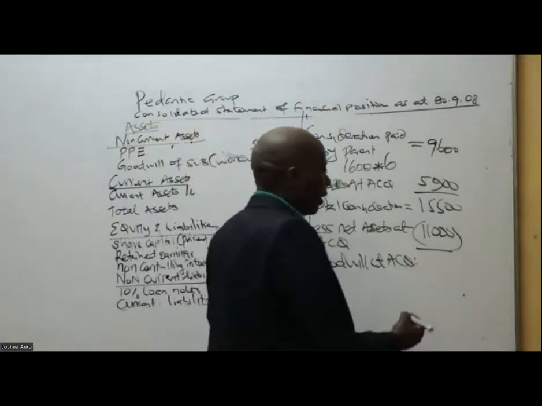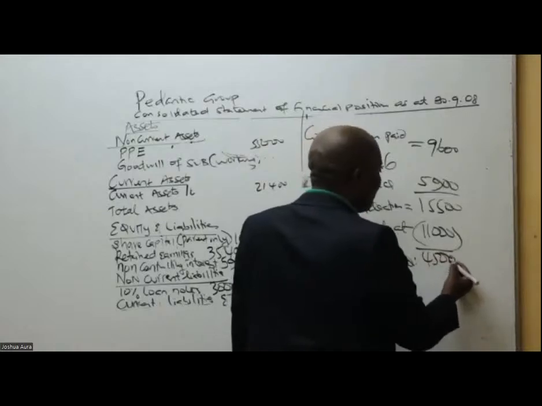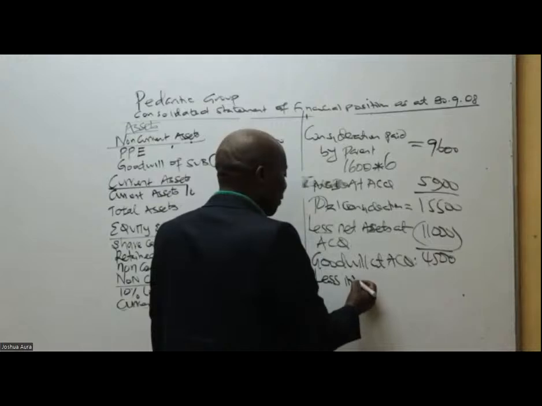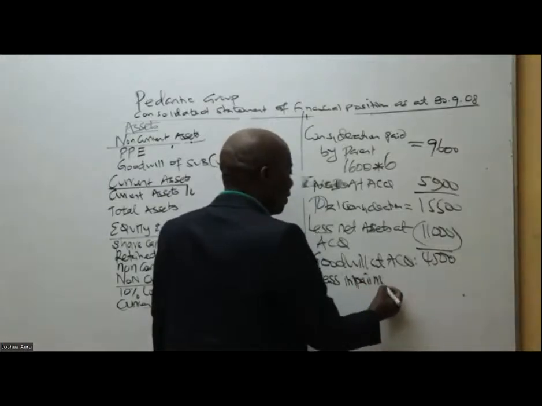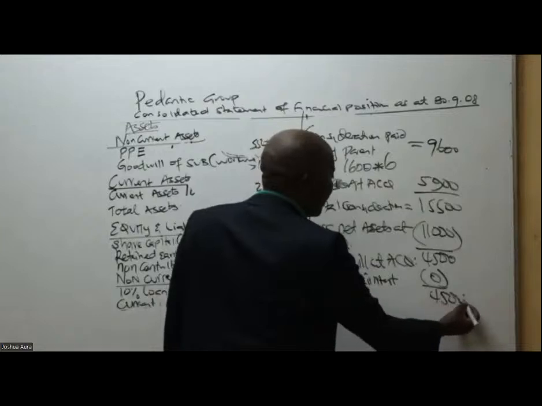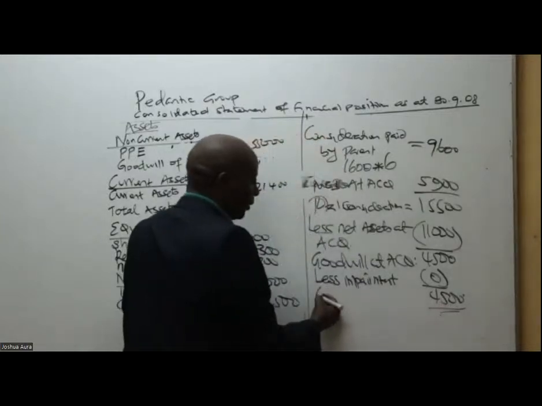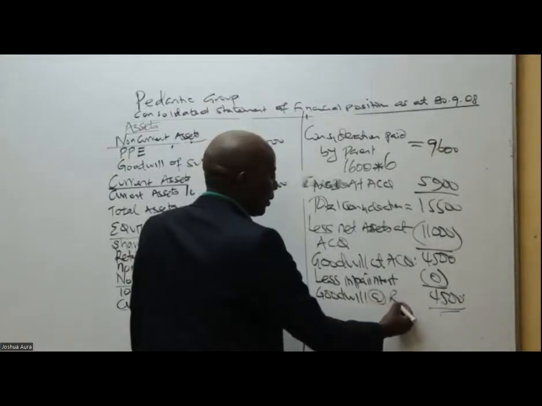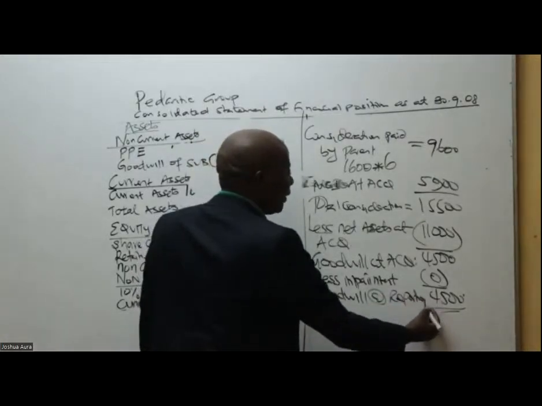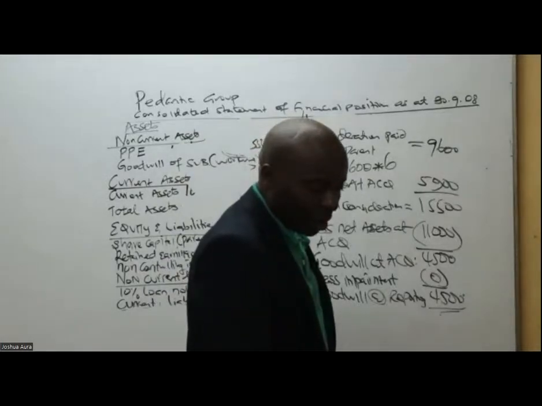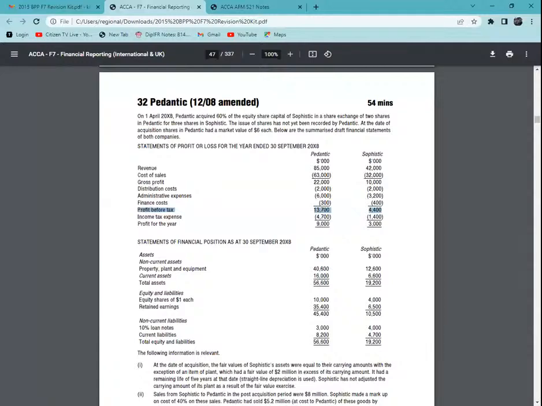It's 4,500. So come here and subtract impairment. Loss in value of goodwill is called impairment. If you remember, there was zero impairment. So this means that goodwill at reporting is 4,500. They told us somewhere down here that goodwill was not impaired as an asset.